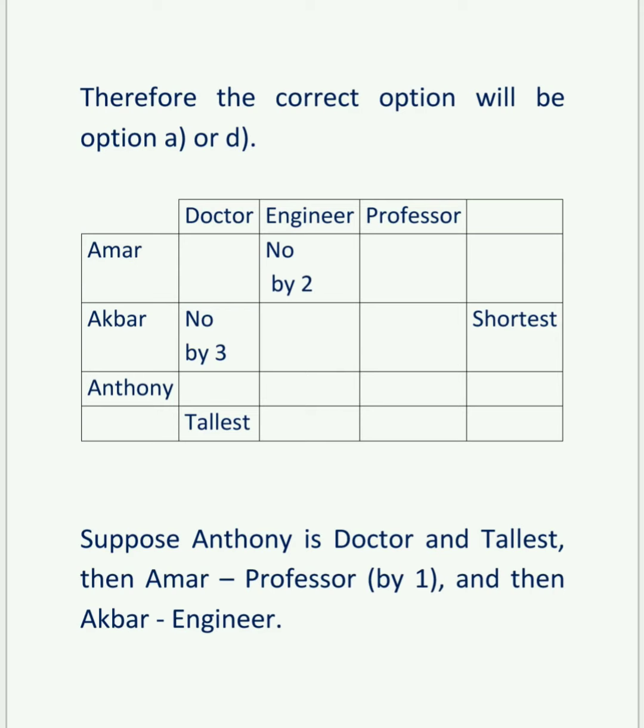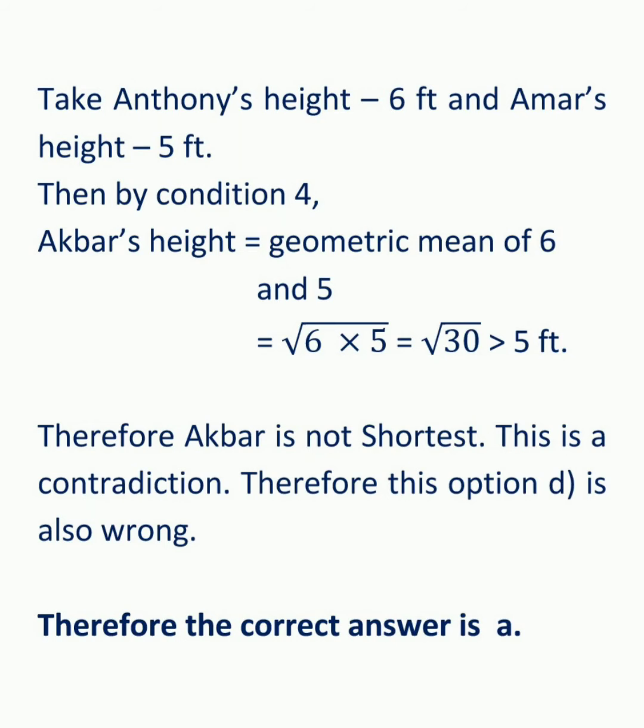First, I check option D. Suppose Andoni is a doctor. Andoni is a doctor and Andoni is the tallest. Then Amar, by the table we know that Amar is not an engineer. Therefore, Amar is a professor. The remaining one, Akbar, is an engineer. In this case, suppose I take the heights of Andoni, Akbar and Amar. Suppose I take the height of Andoni equal to 6 and the height of Amar equal to 5.